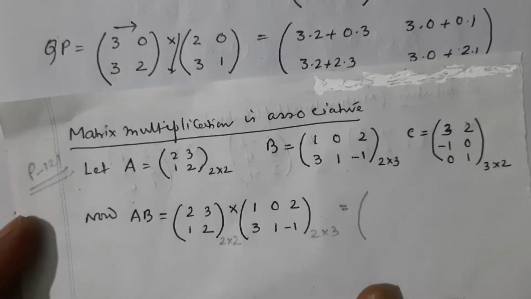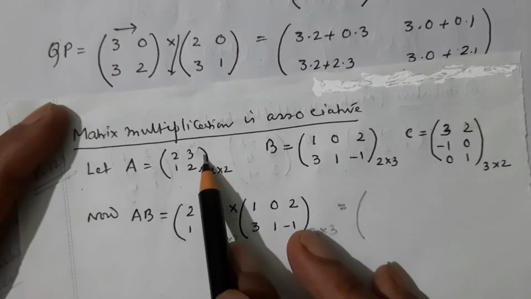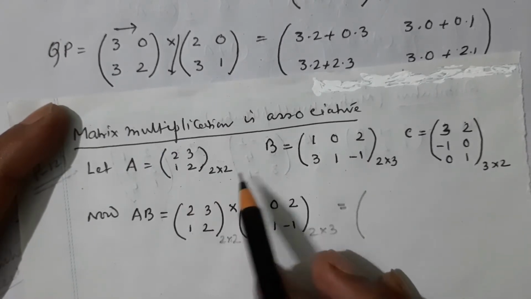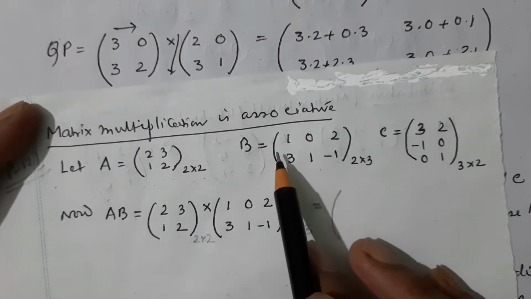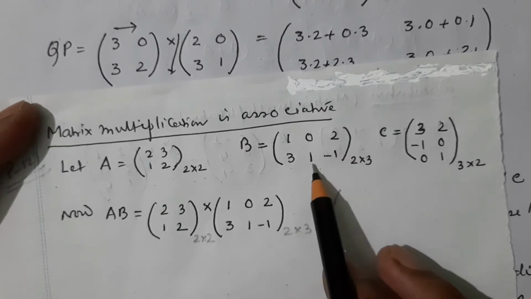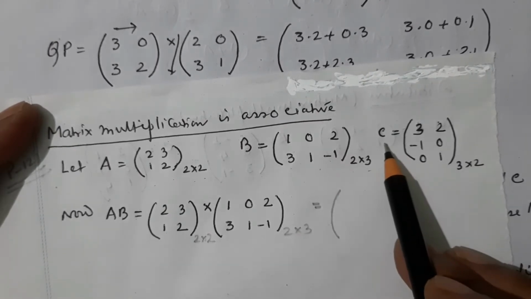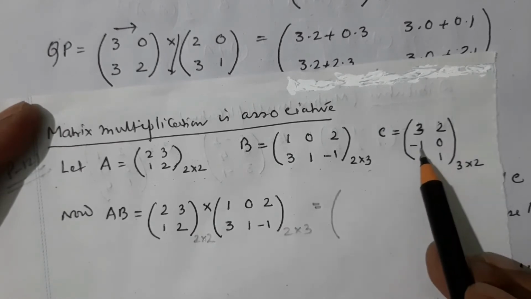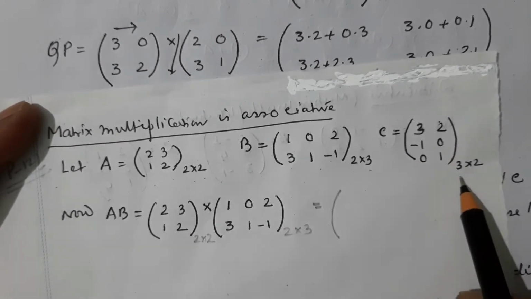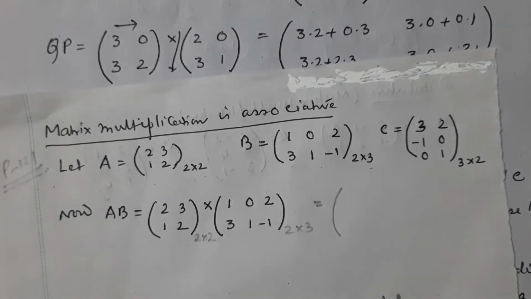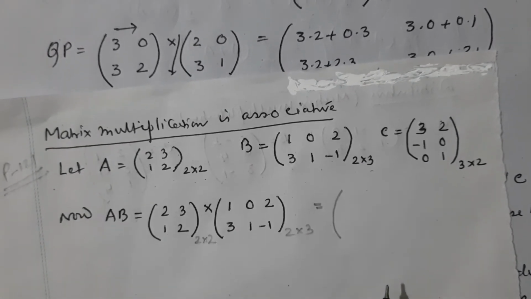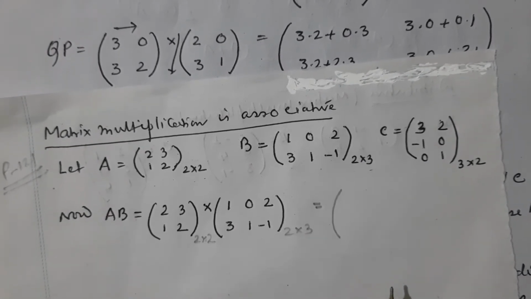Let A equal 2, 3, 1, 2. This is a 2 cross 2 matrix. B is a matrix 1, 0, 2, 3, 1, minus 1. It's a 2 cross 3 matrix. C is another matrix 3, 2, minus 1, 0, 0, 1. This is a 3 cross 2 matrix. Now we can prove the associative property.